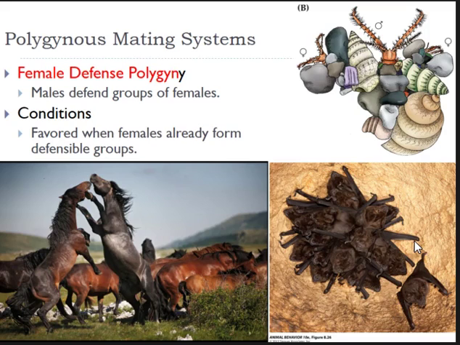Here's another example. It's a little hard to see, but this is a group of female bats. And then you've got one little male bat that's over here, and this male bat will defend that group of females in the same sort of way that we're seeing with the stallions.